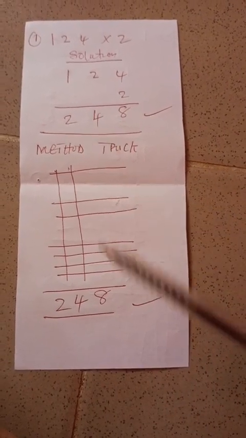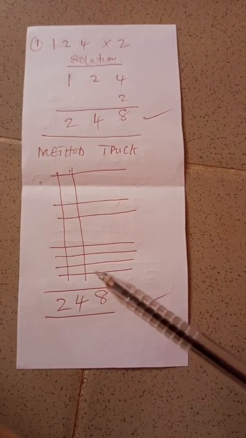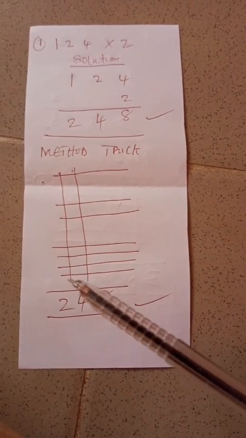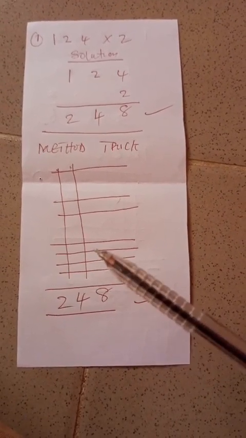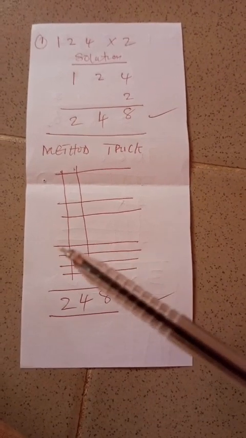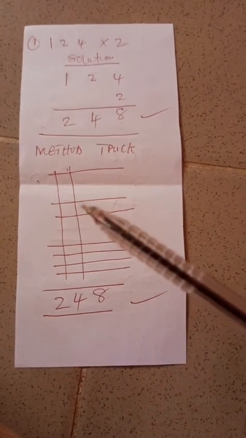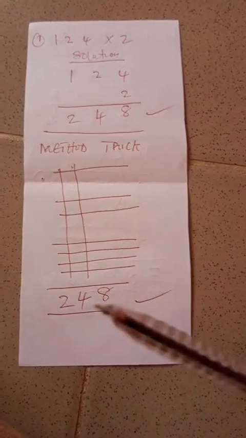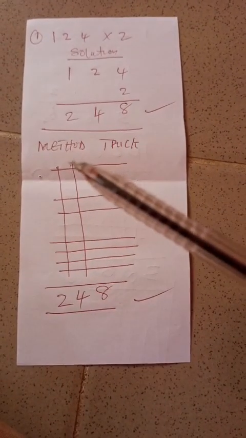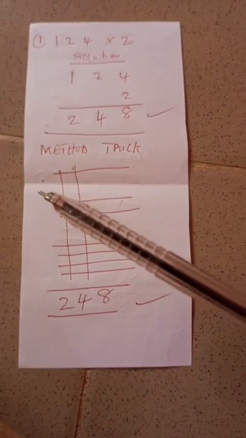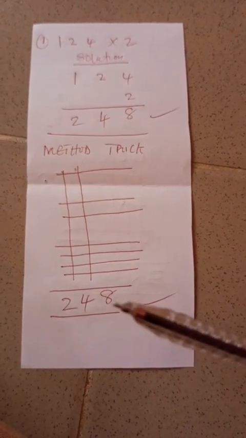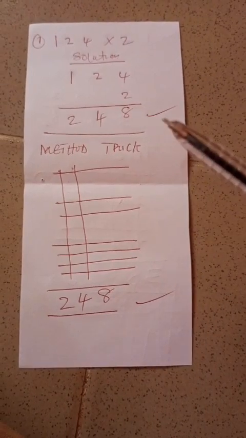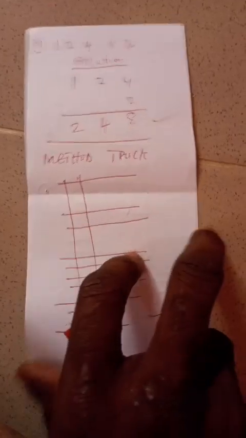Now let's count the joint. 1, 2, 3, 4, 5, 6, 7, 8. We have our 8. Then we go to the second line: 1, 2, 3, 4. We have our 4. And the last one is 1, 2. It's still 248. Let's look at another example.